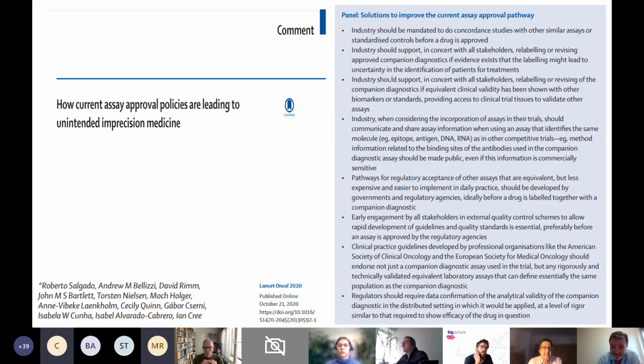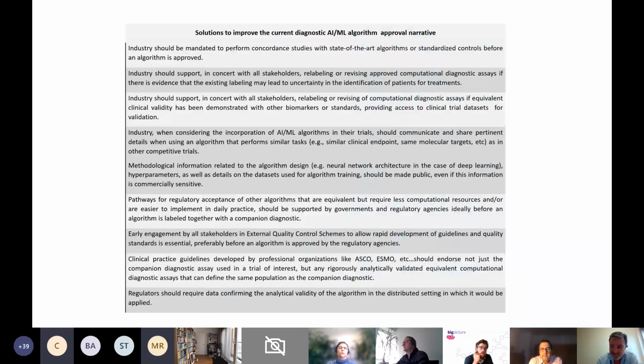And here you consider another manuscript that we developed and published more than a year ago in Lancet Oncology about assay approvals. And this was driven by the mess and the confusion around PD-L1 assays in the community. And one of the items that the pathology community in that manuscript alluded to, look at the first one: industry should be mandated to do concordance studies with other similar assays or standardized controls before the drug is approved. So what we are doing at this moment is trying to translate this narrative into an AI narrative.